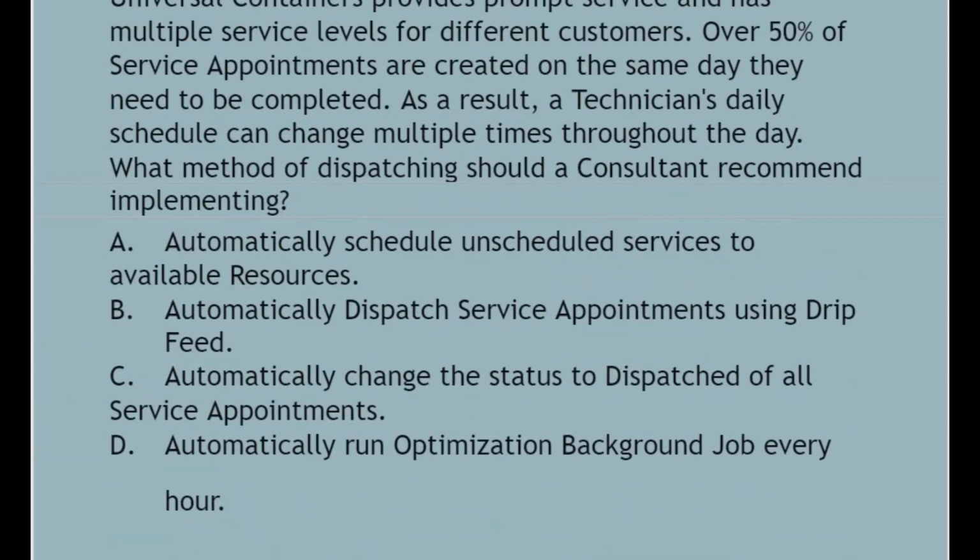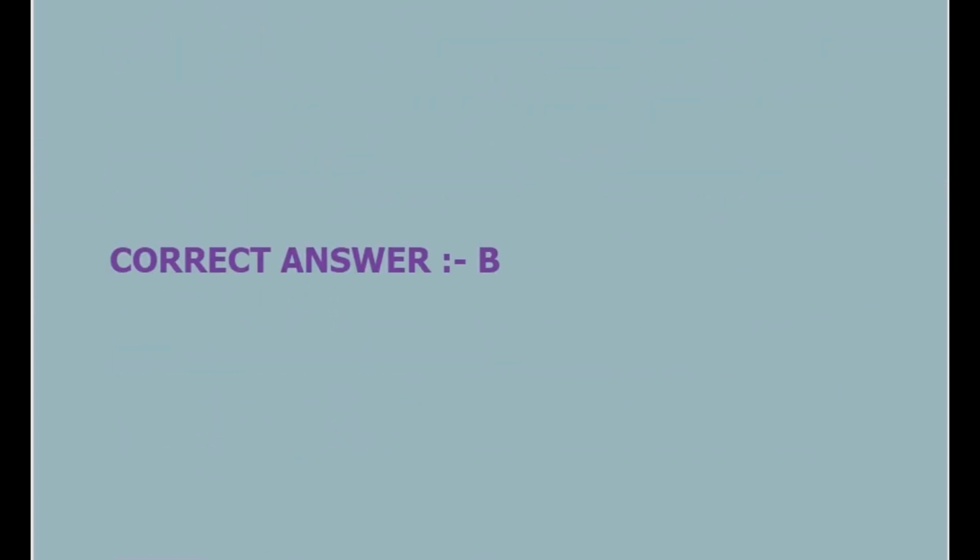Option A. Automatically schedule unscheduled services to available resources. Option B. Automatically dispatch service appointments using drip feed. Option C. Automatically change the status to dispatch of all service appointments. Option D. Automatically run optimization background job every hour. Correct answer is option B.